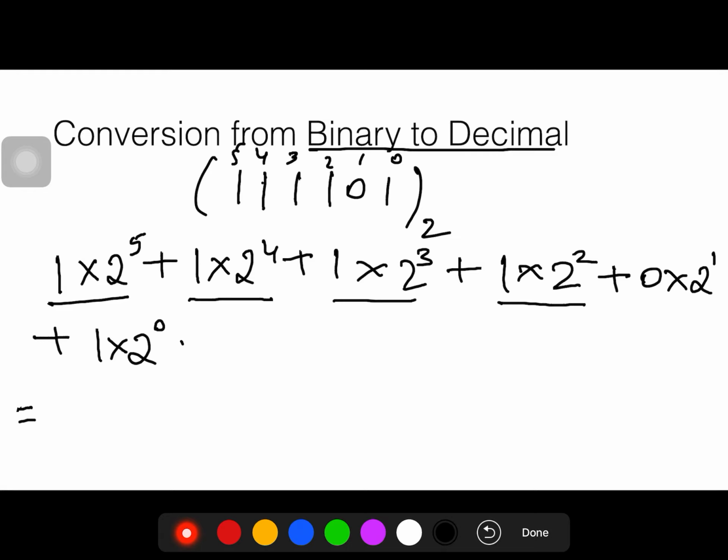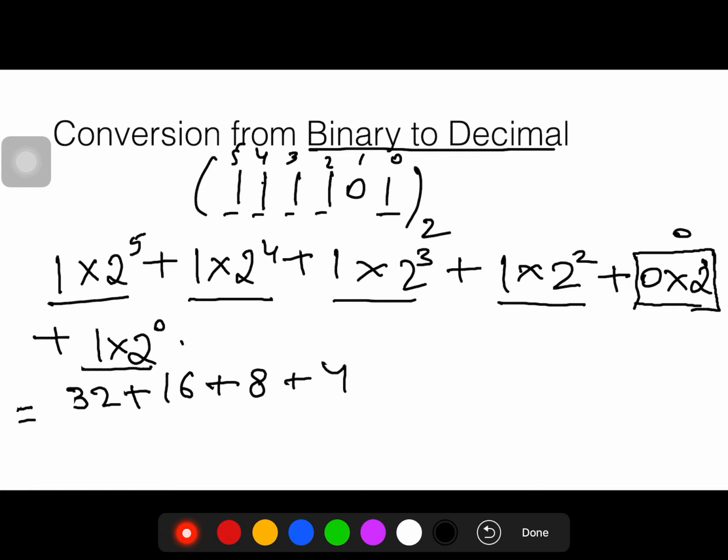This is 32. This is 16, 8, 4. Whenever you get 0 in the face value, you don't have to add it, because the face value is 0, you will get 0 as answer. If 1 is present, anywhere you find 1, you have to add its place value in the answer, which is 32 plus 16 plus 8 plus 4 plus 1.